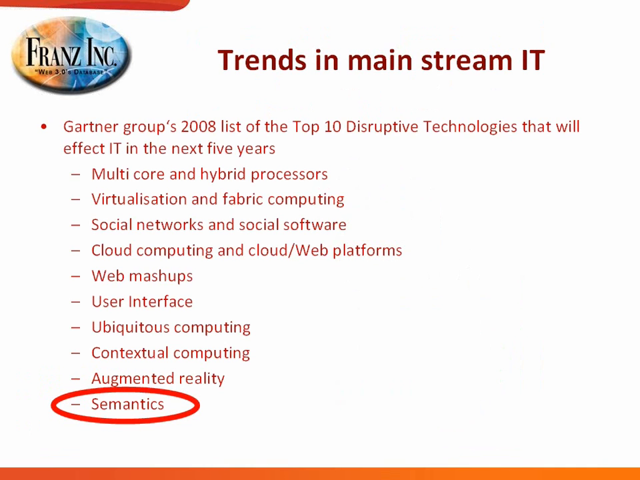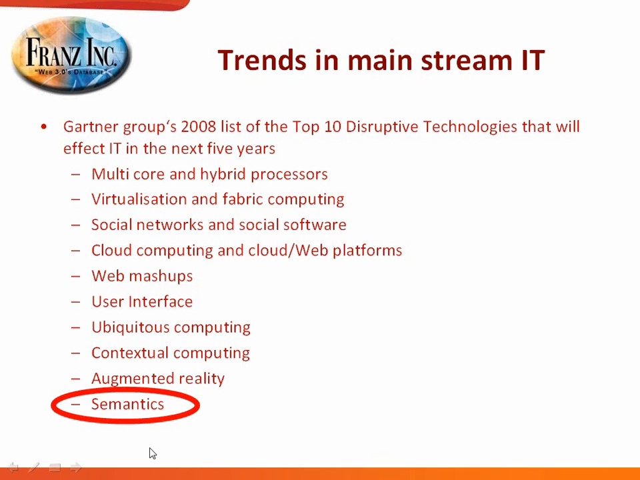So for the people at the GeoWeb conference, when I was there in 2008, not many people talked about metadata. This year, nearly every talk mentioned at some point in time metadata and the need to have more ontologies. And so I came up with this slide, a Gartner slide, a list of the top 10 disruptive technologies, and one of them is semantics.